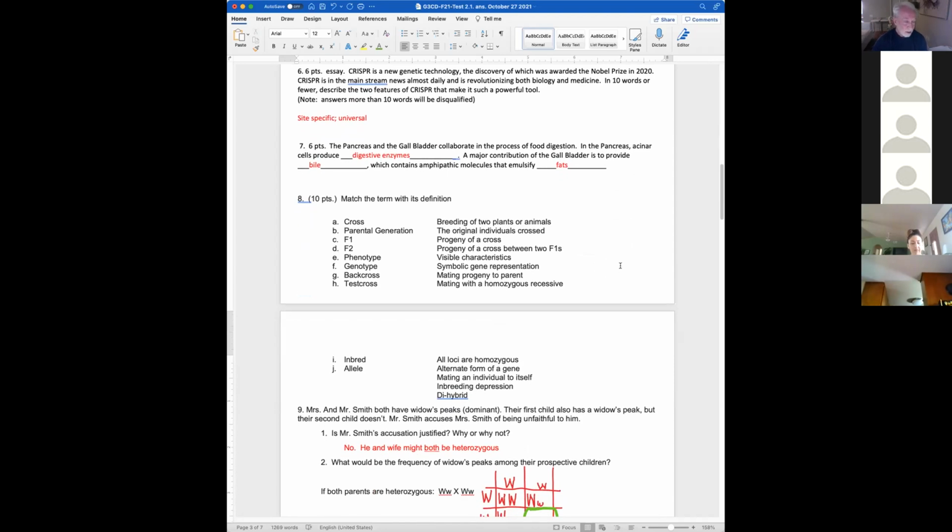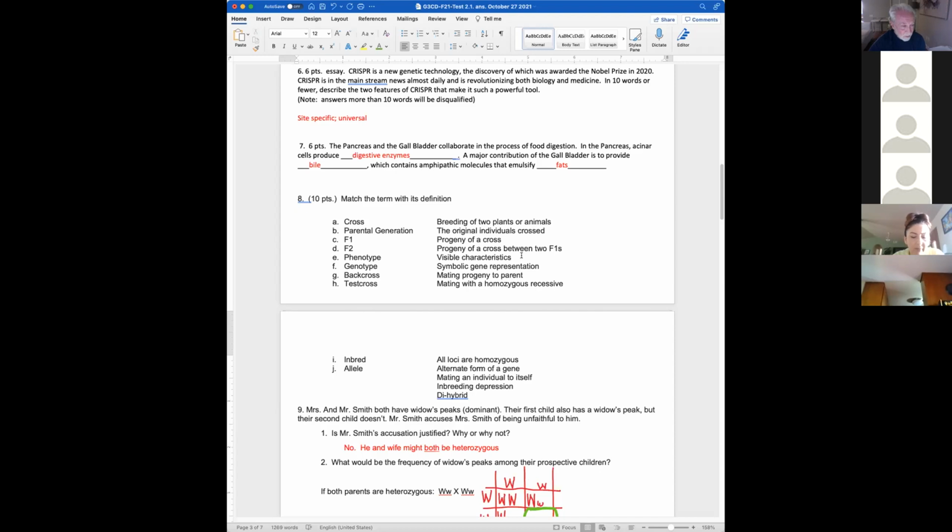And the next question is about terms having to do with Mendelian genetics. So what is a cross? Breeding of two plants or animals. What is the parental generation? It's the original individuals that are crossed. The F1 is a progeny of a cross. The F2 is a progeny of a cross between two F1s.